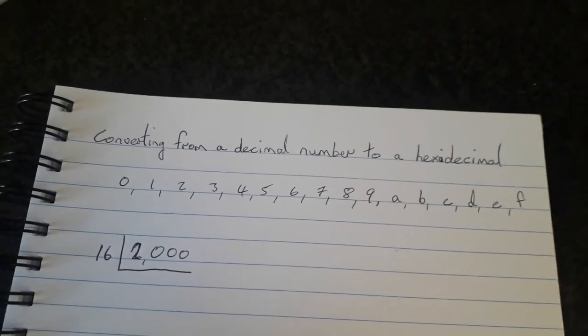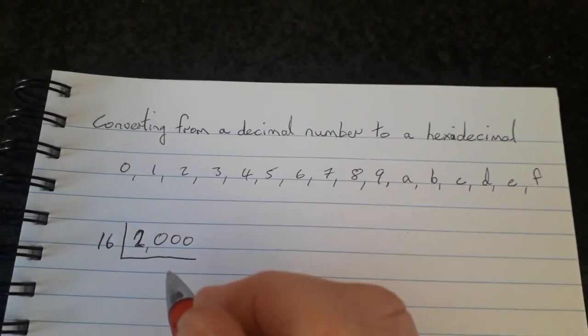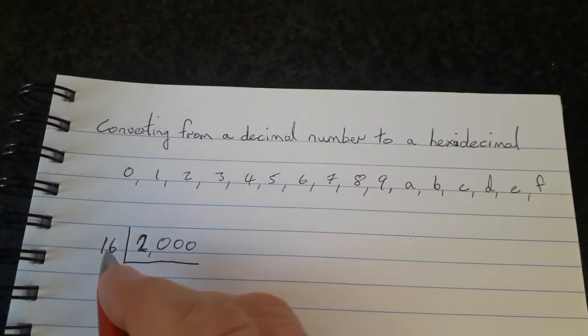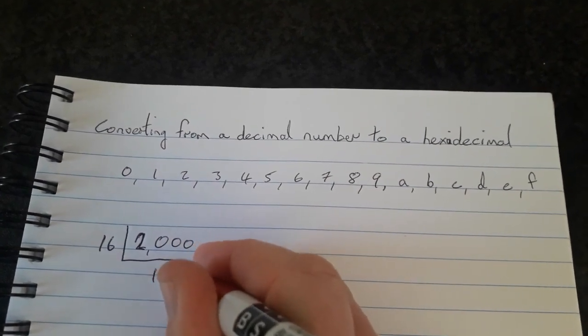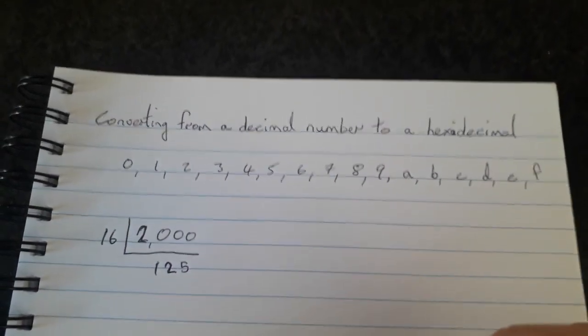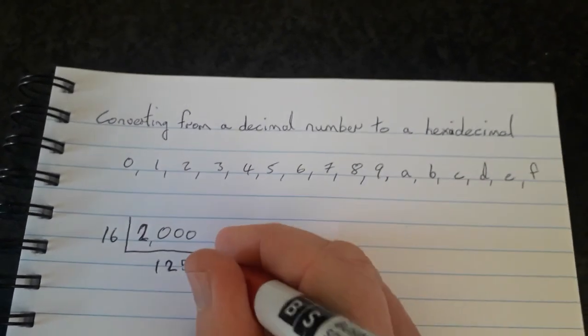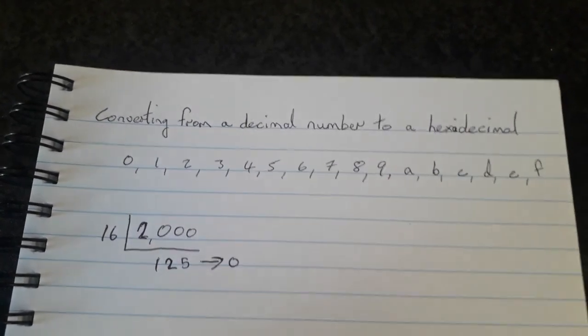So 16 into 2000, and I would encourage you to have a calculator ready when doing this. 16 into 2000 goes in nice and evenly 125 times. So if I divide 2000 by 16, I get an answer of 125, and since it goes in evenly, that means there's no remainder. So the remainder is 0.